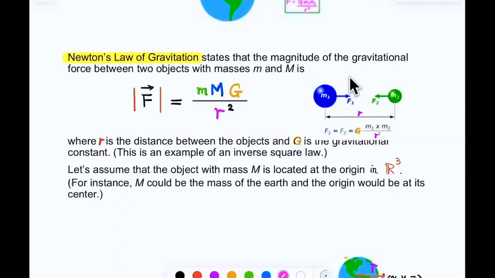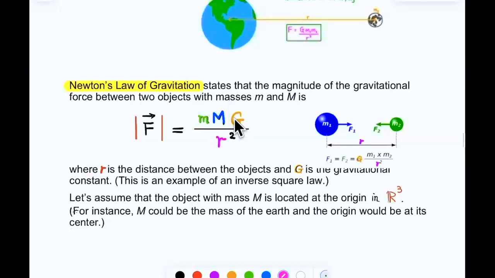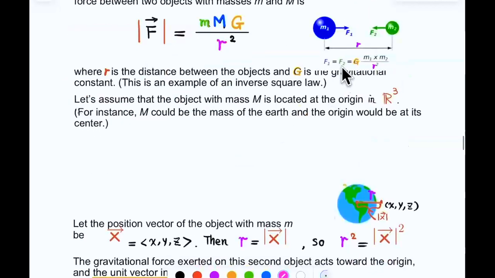So that's Newton's law of gravitation. The magnitude of the gravitational force between the two objects is the product of the mass of the two objects times this constant, the universal gravitational constant, divided by the square of the distance between them, right? Okay, good. Sometimes you put the G here in front and write it this way.